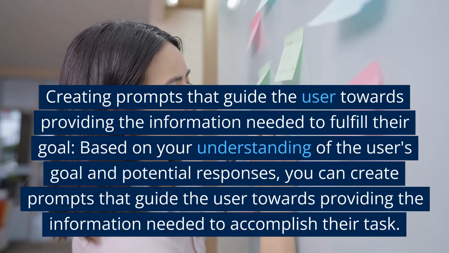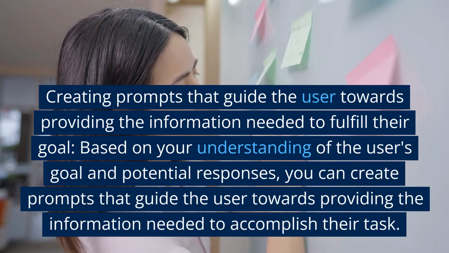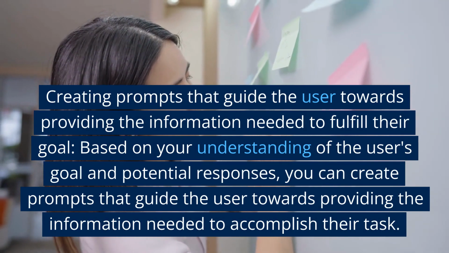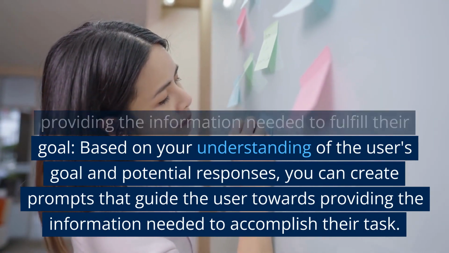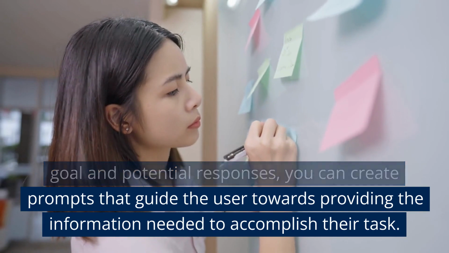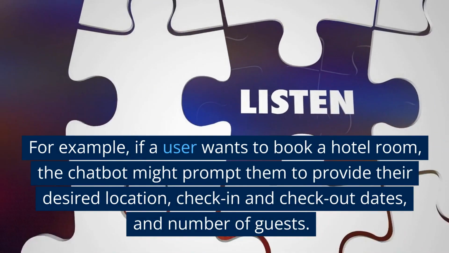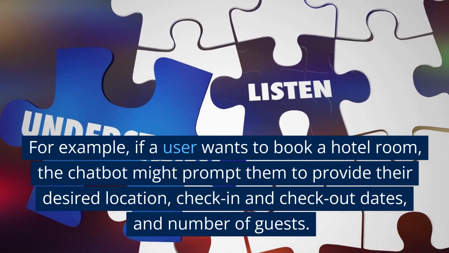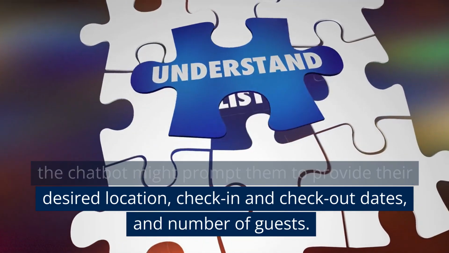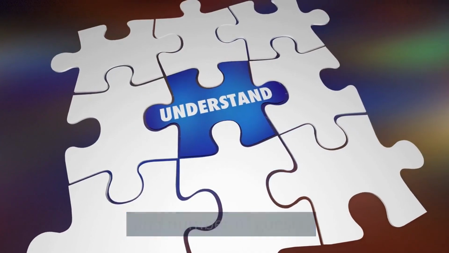Creating prompts that guide the user towards providing the information needed to fulfill their goal. Based on your understanding of the user's goal and potential responses, you can create prompts that guide the user towards providing the information needed to accomplish their task. For example, if a user wants to book a hotel room, the chatbot might prompt them to provide their desired location, check-in and check-out dates, and number of guests.